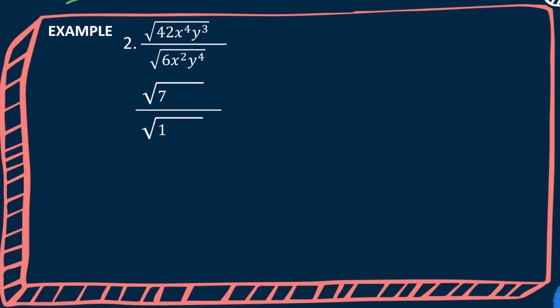We now proceed to our variable. Square root of x raised to 4 divided by square root of x squared. So square root of x raised to 4 will become square root of x squared, and square root of x squared becomes square root of 1, which is also written as square root of x squared. And that x squared will be written in our numerator.